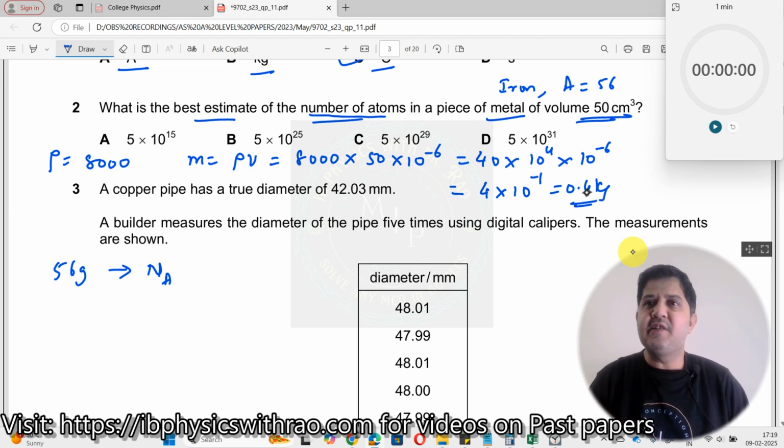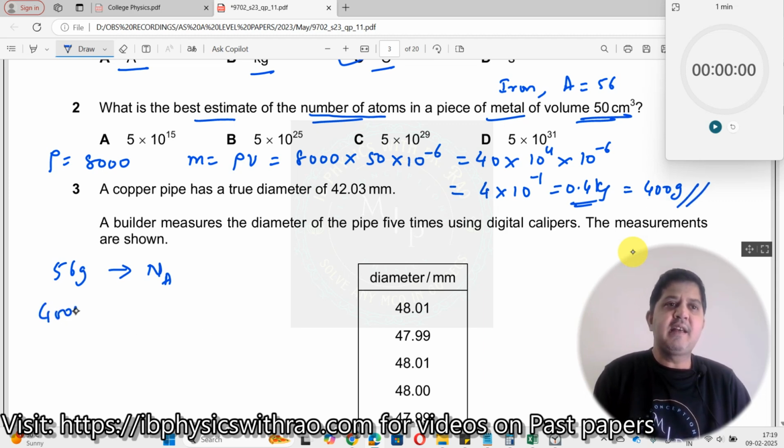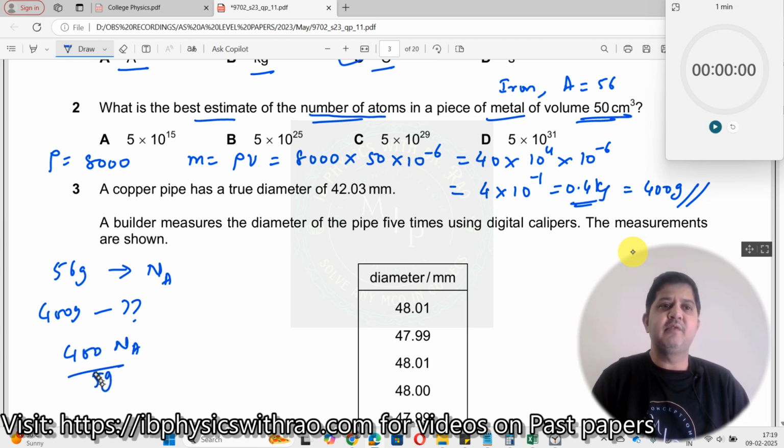So now what is given here? 0.4 kg. 0.4 kg will be how many grams? This will be around 400 grams. So 400 grams will weigh how much? It will be 400 Na divided by 56. Unitary method. So this will be the number of atoms present in the sample.